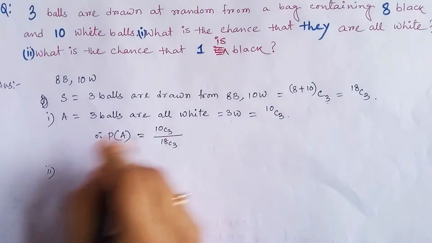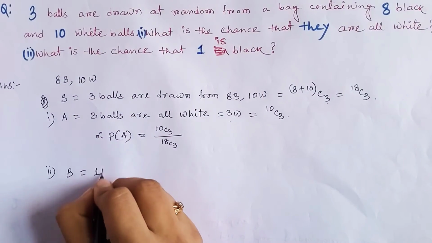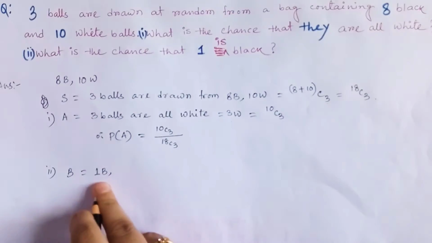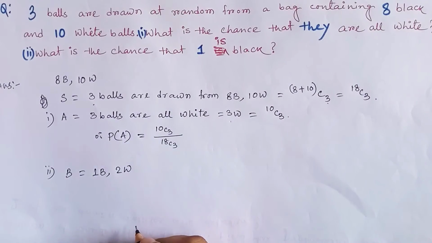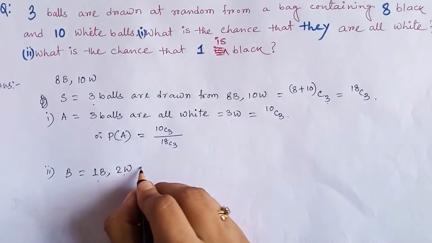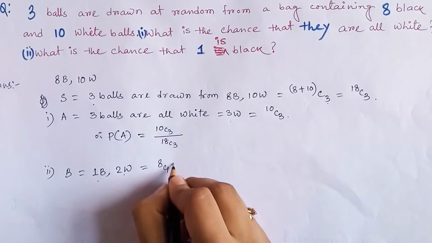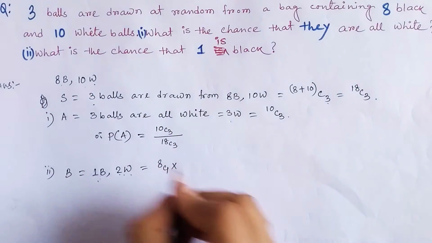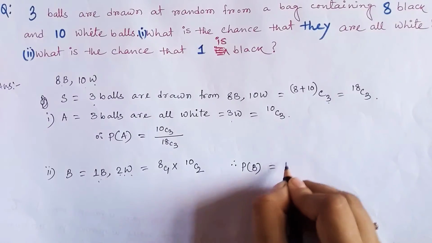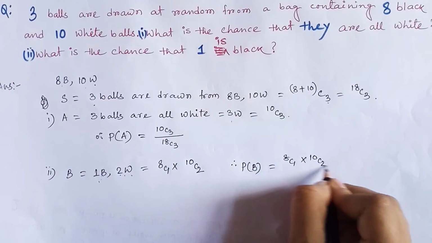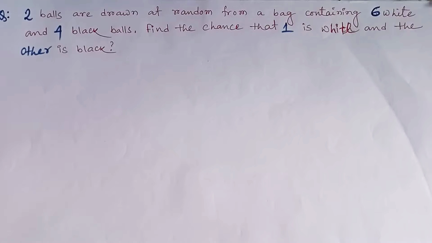Now come to the second part. What is the chance that one is black? So B is equal to 1 black ball. If one is a black ball, out of 3, the other 2 will be white. So 1 black ball, 2 white balls. We can select 1 black ball out of 8, 8C1 ways, and 2 white balls out of 10, 10C2 ways. Therefore the probability of B is 8C1 into 10C2 whole divided by 18C3. This is the answer.